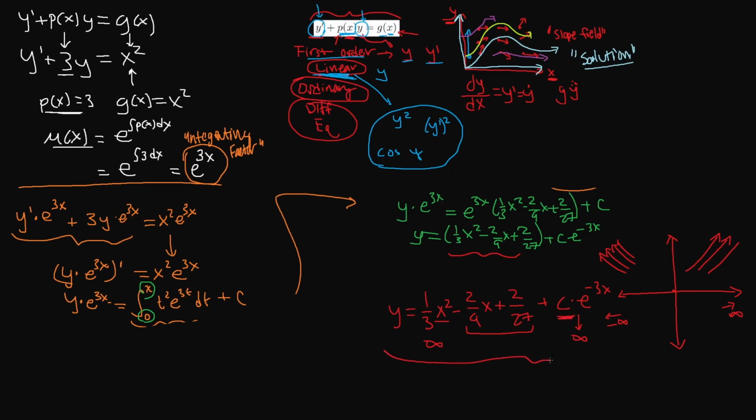So what you can do is go into Desmos, and actually here I'll do it right now. Go to Desmos.com, start graphing, and we could say 1/3 x squared minus 2/9 x plus 2/27, and then plus c times e to the negative 3x. And so let's graph c, and we can say c is 1. We can go -5, -4, -3, -2, -1, and then 0, 1, 2, 3, 4, 5. Okay, so let's just get a little screenshot of this.